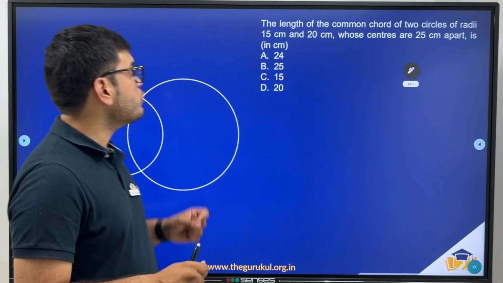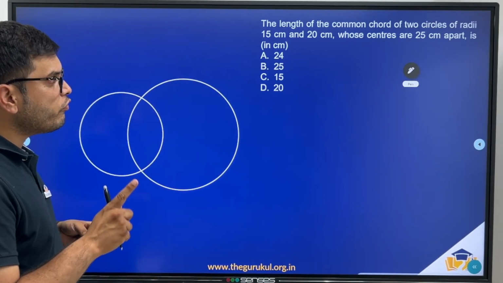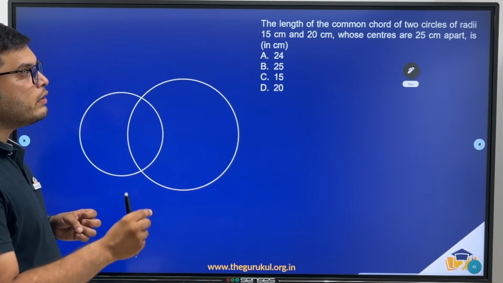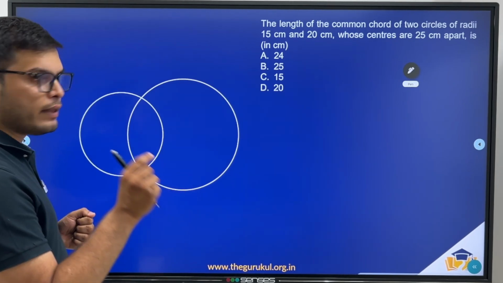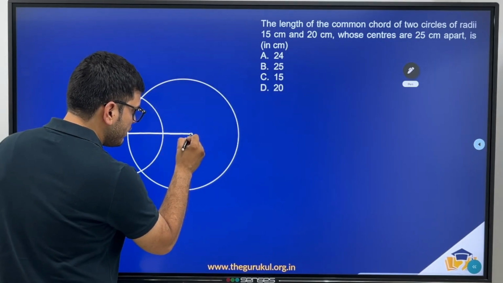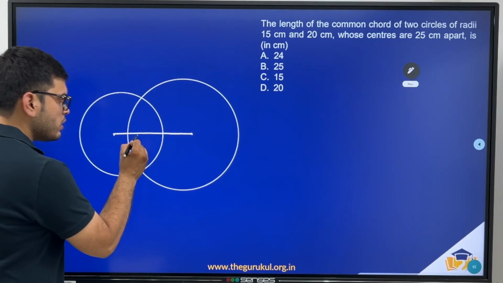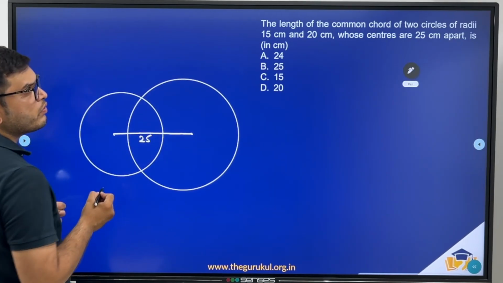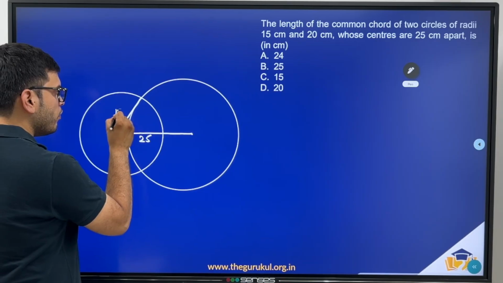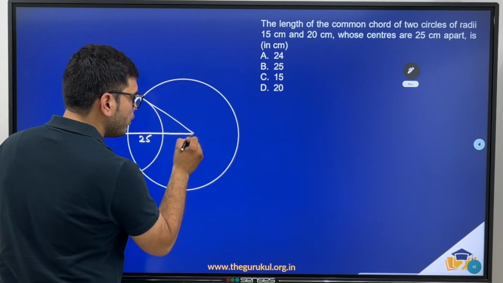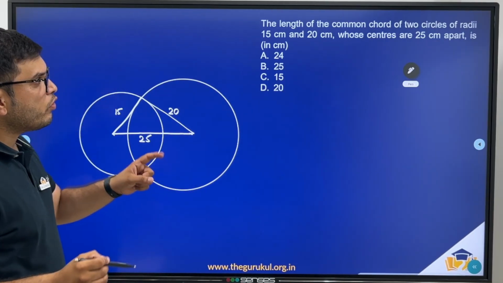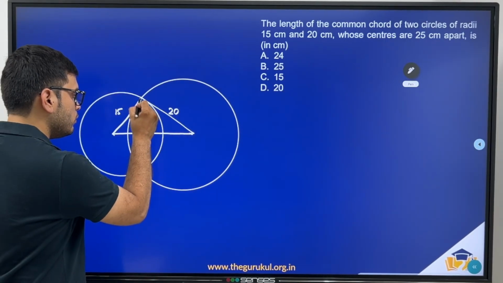Now coming to the third question. The length of the common chord of two circles of radius 15 centimeters and 20 centimeters, whose centers are 25 centimeters apart is, right? Now we are given the distance between the centers of these two circles, that being 25 centimeters, right? The radius of the smaller circle is 15 and this is 20. Now we are asked to find the length of the common chord.